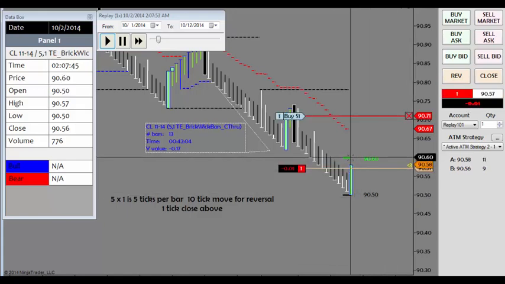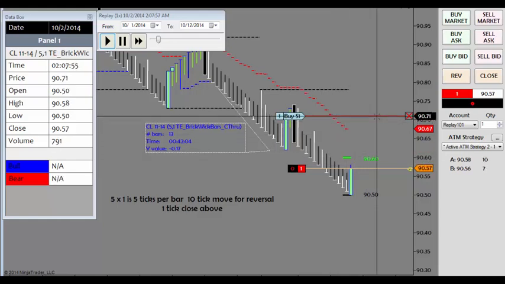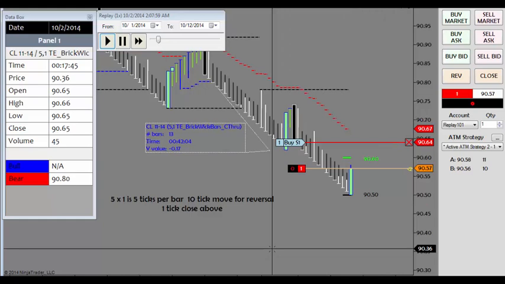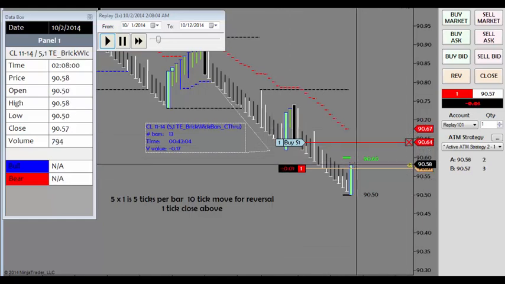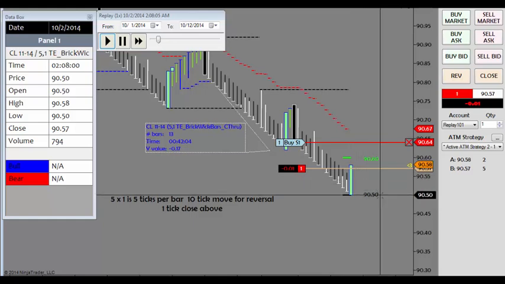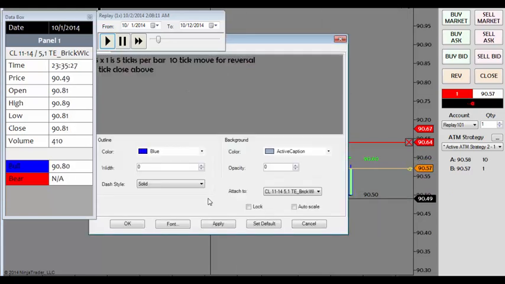Now my protective stop will be 90.60, this guy here, plus 4 ticks. So I put it at 64. Now as soon as I place that at 90.64, I recognize my current position is short. My protective stop in crude oil is at 90.64. So here's the verbiage.